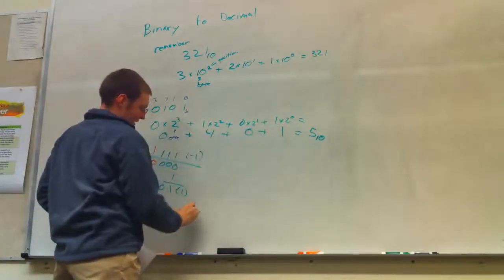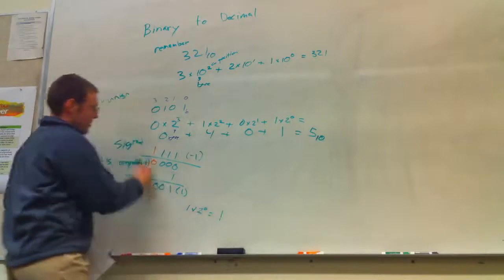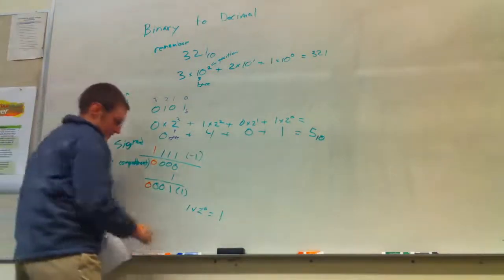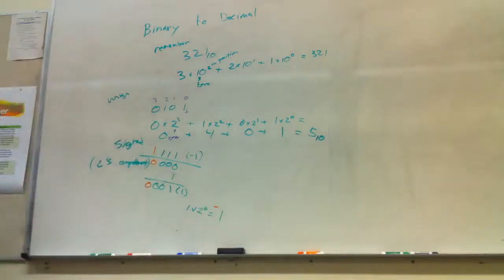I can just have 1 times 10 to the 0th power, so it's going to be 1. But I knew my number was negative, so I know it's -1. I'm doing the binary to decimal, right?